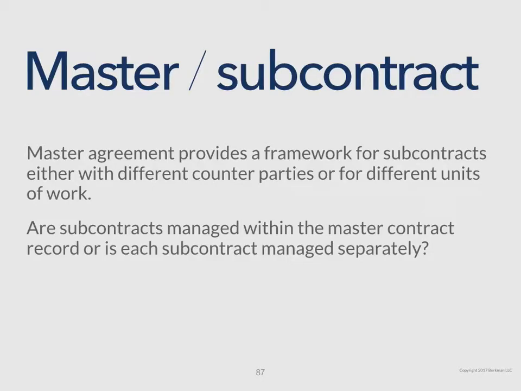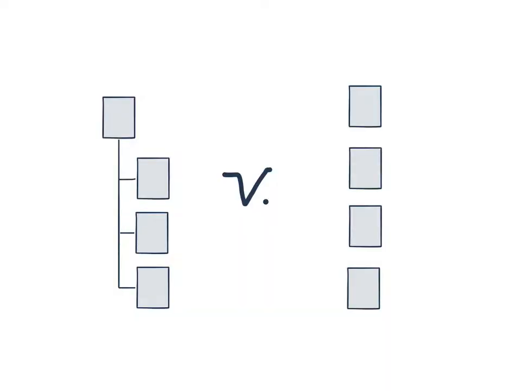Master and subcontracts. These raise several important document and contract management questions that are really practical. The master agreement often provides a framework for subcontracts, either with different counterparties or for different units of work. So government agencies, municipalities, for example, may have a master agreement with a general contractor who then has subcontracts, and so on and so forth. Or there might be master and subcontracts between just two parties, but they've structured them as a master agreement, and then subcontracts that are really separate contracts.